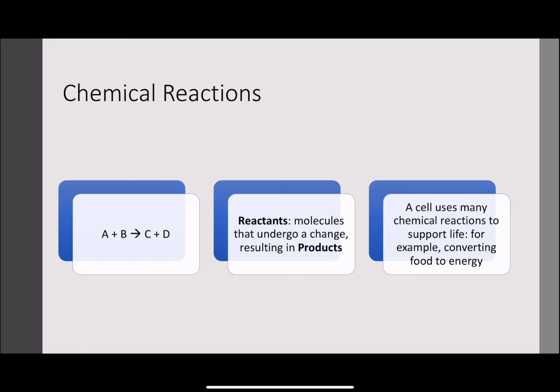So in chemistry, we denote reactions in this format using A plus B with an arrow pointing to C plus D. In this formula, the A and the B represent the reactants of a chemical reaction, meaning the molecules that are undergoing a change, and C and D represent the products, which are the final molecules at the end of the reaction. So in biology, a cell is using many chemical reactions to support life. Most importantly, for example, is converting food to energy.